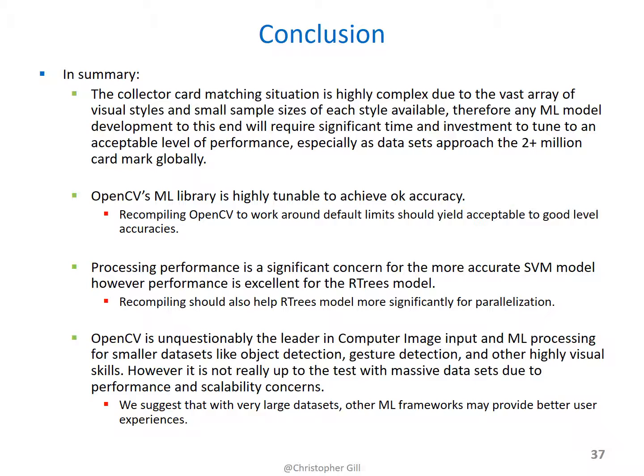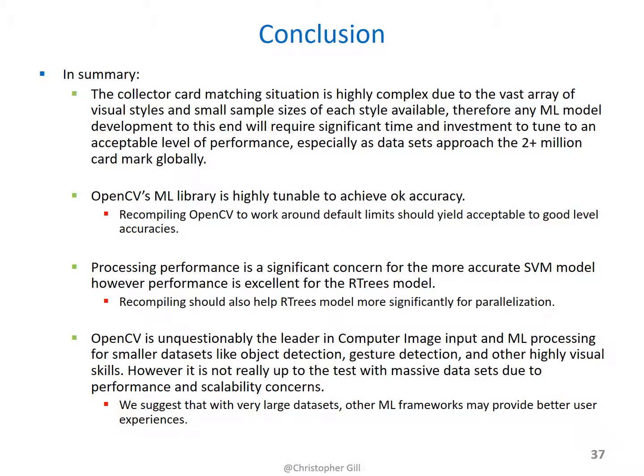Processing performance of OpenCV itself posed a significant barrier to this. Only being able to run about 50 models hindered the amount of time that we could spend tuning and tweaking to find the best accuracy. Recompiling the random trees model and/or the SVM model should significantly increase the parallelization and hopefully allow for some improved testing results.